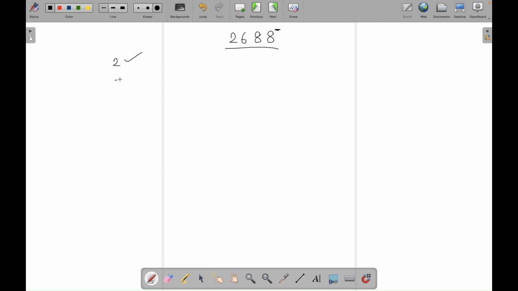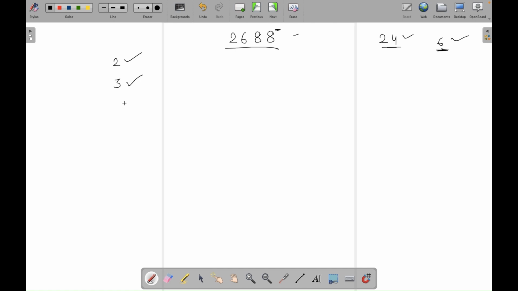Then we can check with 3. We have 6 plus 2, which is 8. 8 plus 8 is 16. 16 plus 8 is 24. So we got the sum as 24. Now we can either directly check 24 or add it further: 4 plus 2 is 6. Since 6 is divisible by 3, 24 is also divisible by 3, which means 2688 is also divisible by 3. So we can apply the divisibility rule even to the numbers we get after adding. This is the power of the divisibility rule.